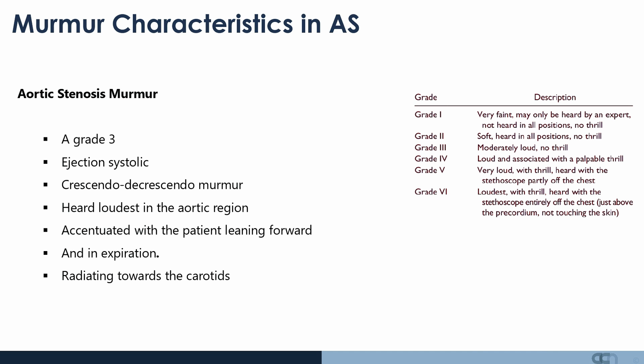The murmur is described as an ejection systolic, crescendo-decrescendo murmur, best heard in the aortic region, accentuated with the patient leaning forwards, as well as in expiration, and the murmur radiates towards the carotids.